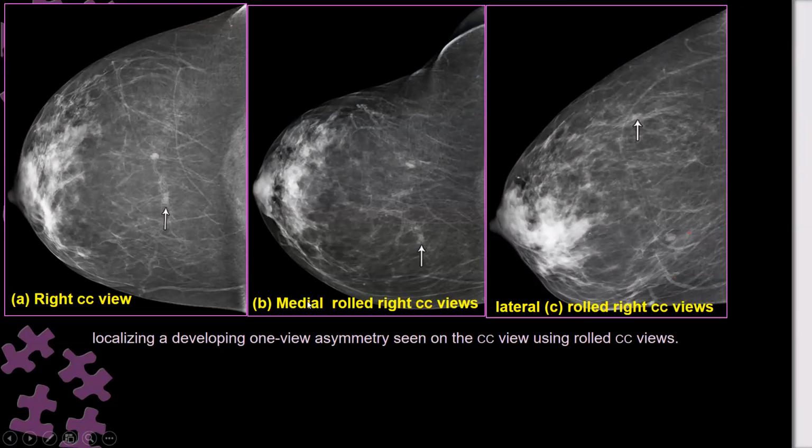I roll the breast medially. That means the superior portion of the breast moves toward the medial aspect. It is there, it persists. That means it is not gone. It is a real lesion, okay? But it moves a little bit from its original place.